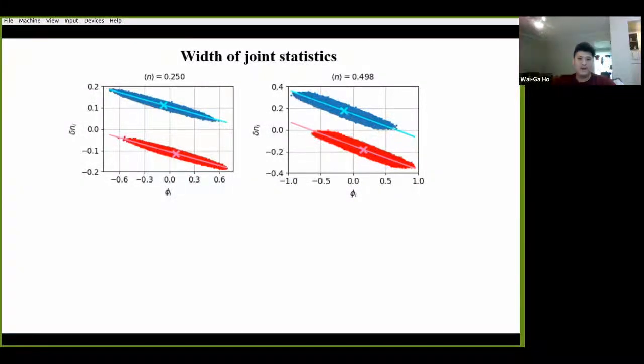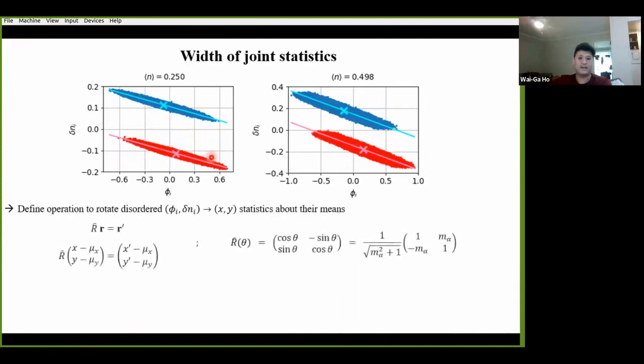All right. So the last thing we're going to do today is determine the width of our species resolved statistics. That is the spread or the variance along the minor axes of our ellipses. So how can we compute this? Well, one idea is to define an operator that rotates our disordered Hartree statistics about their means, so that their lines of best fit become horizontal. We can then compute the new variances along the delta n axis in the rotated frame. So down here, I've got an operator, capital R, that does just that.